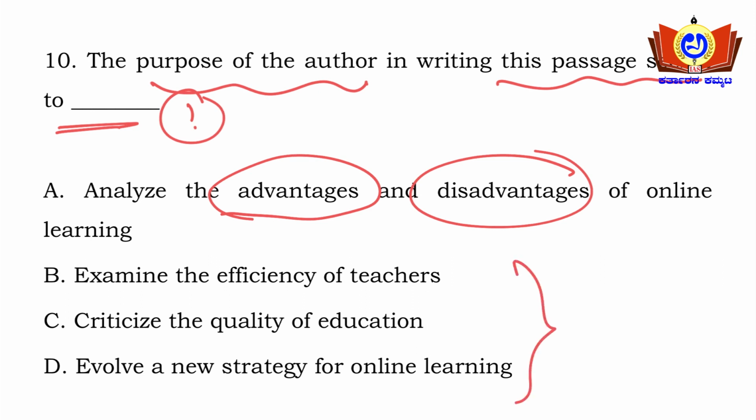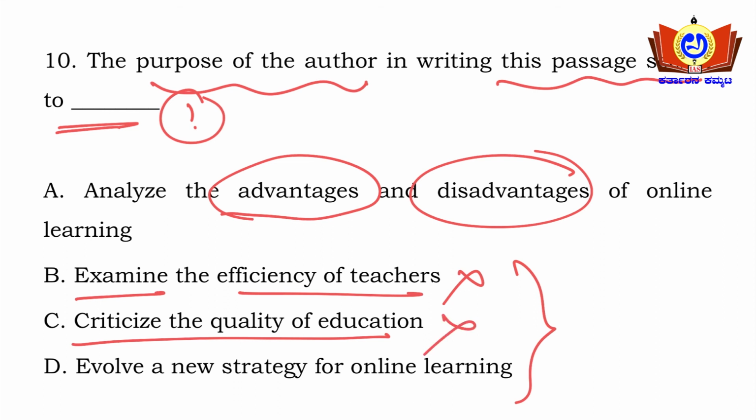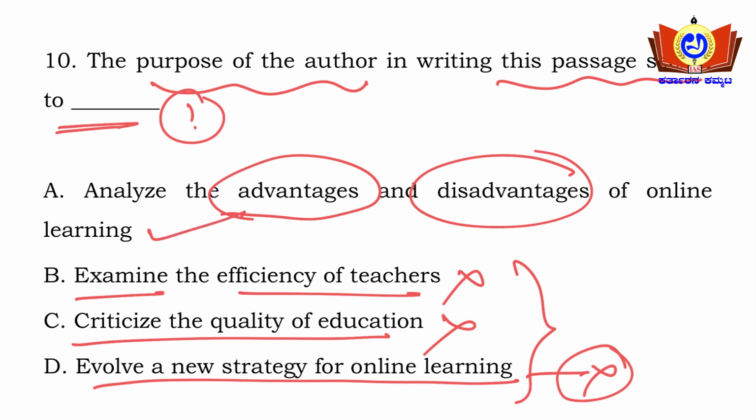Let's also check the other options as well. Examine the efficiency of teachers, no. Actually the purpose of the author writing the passage is not for examining the efficiency of teachers. Criticize the quality of education, no, he's not criticizing the quality of education. Evolve a new strategy for online learning, no, he is not suggesting any new strategy for online learning here. Okay, so option A holds better here when we compare to the other three options.